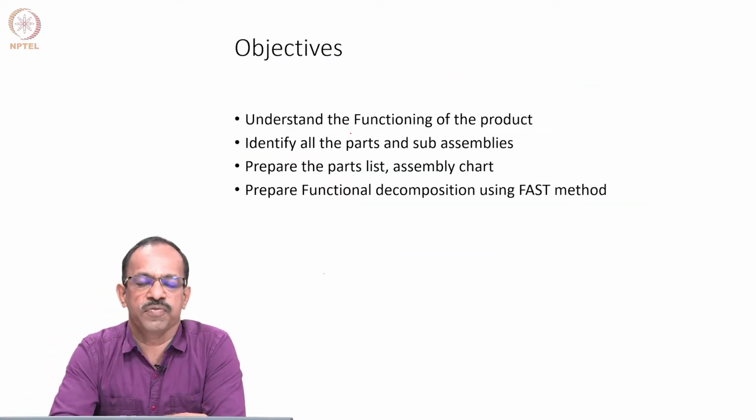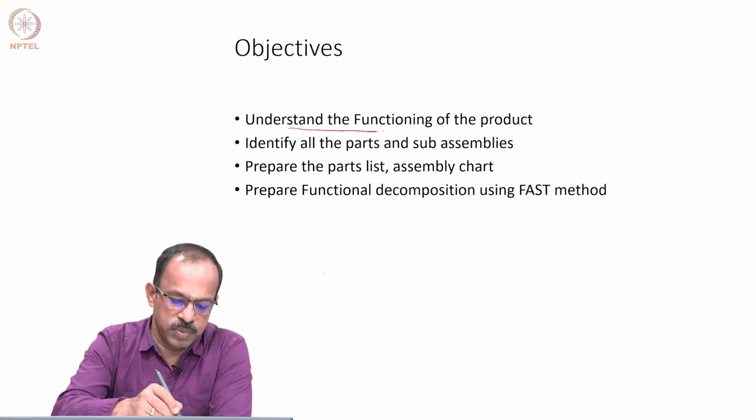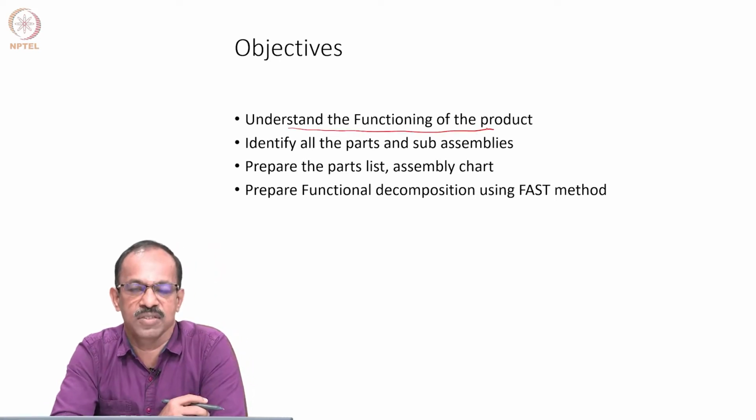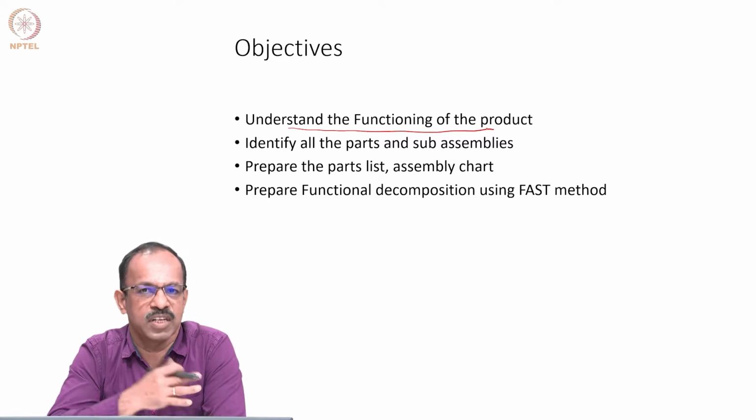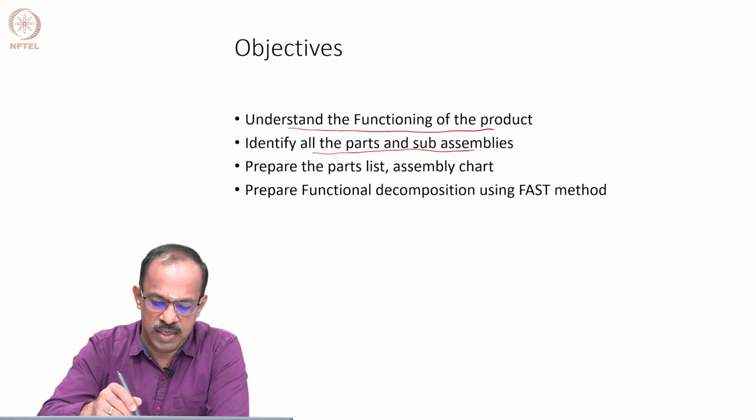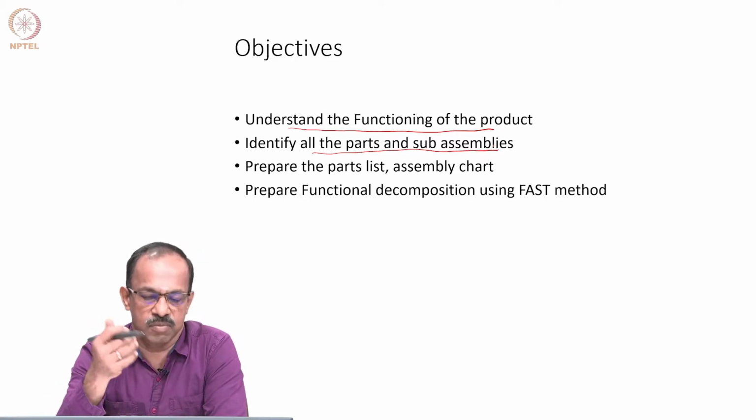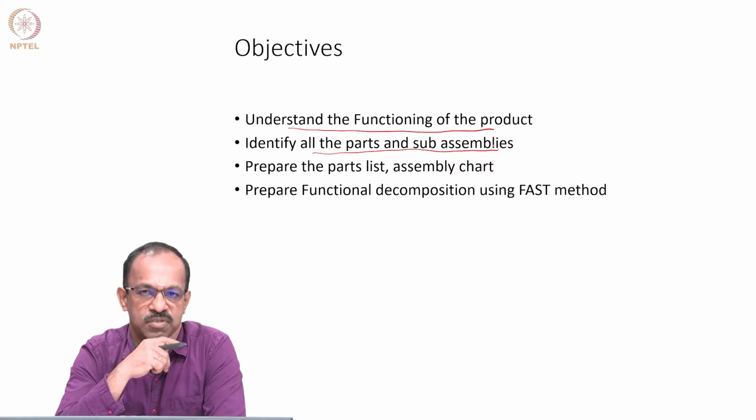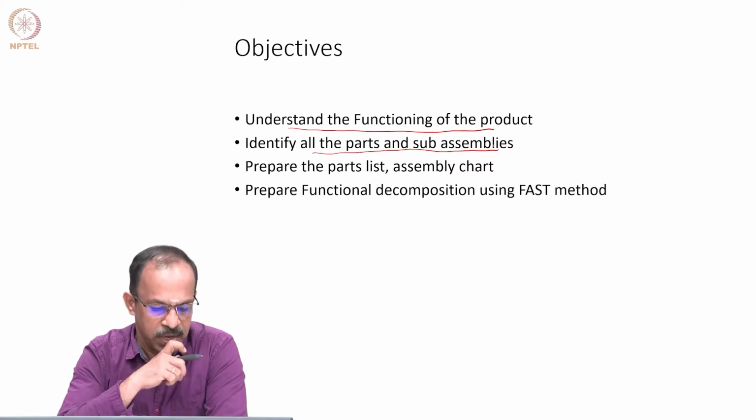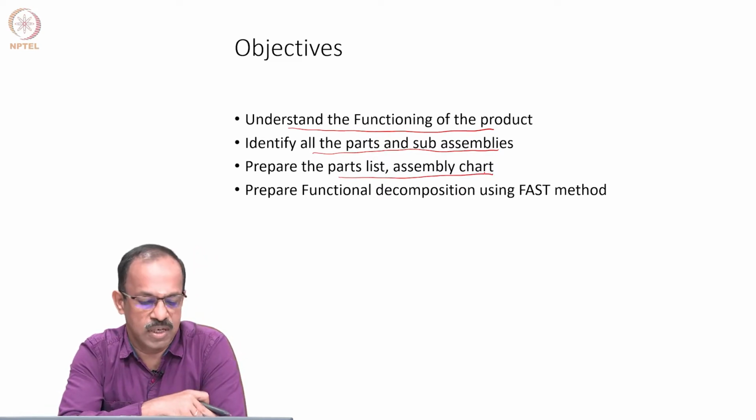So the objective of this exercise is basically to understand the functioning of the product. So how the product functions, what are the basic inputs, what is the output, what is the main function of the product, and then look at all the parts and the sub-assemblies. So there are many parts and sub-assemblies and then the main assembly. So we look into those parts, sub-assemblies, and how they are assembled, and then prepare the parts list and assembly chart, which we do for other products also.